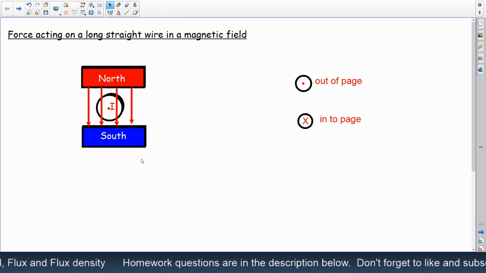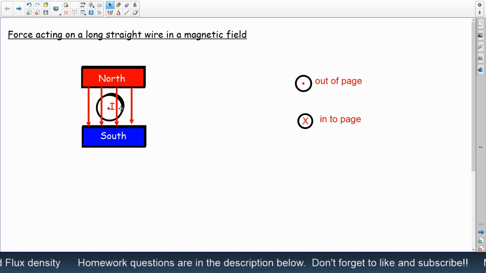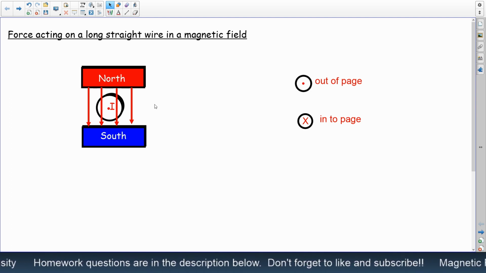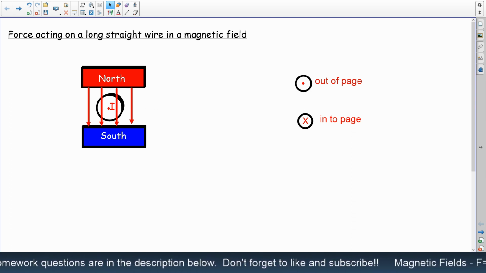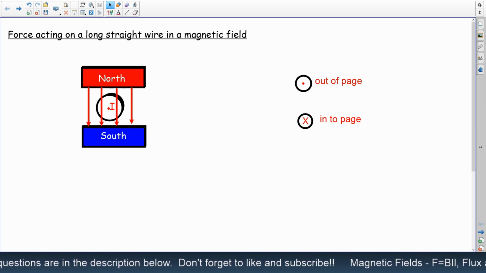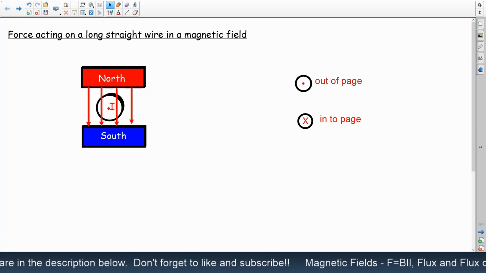Now, what we want to do is figure out which direction this wire is going to be forced in. What is the direction of the force acting? Because there's definitely going to be a force. So which direction does it go? And to do that, we're going to use Fleming's left-hand rule.